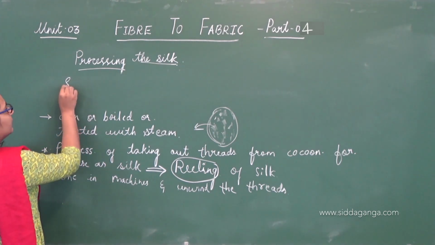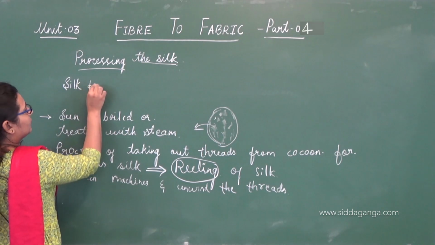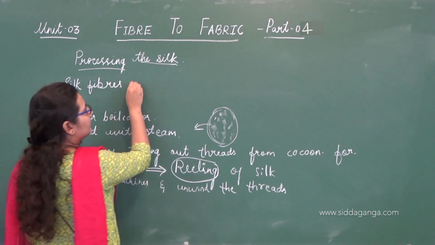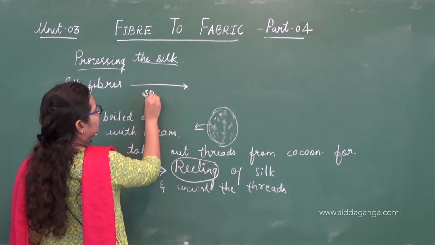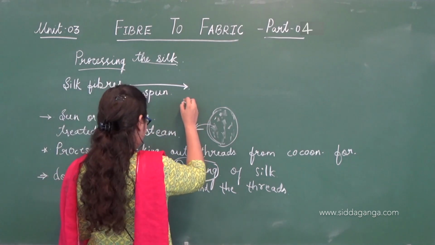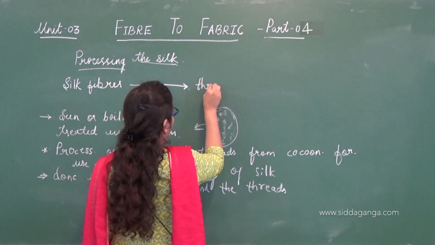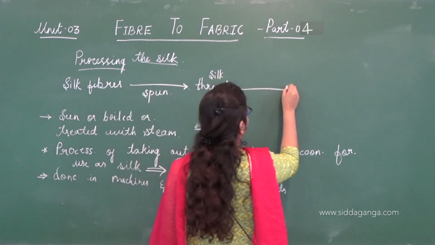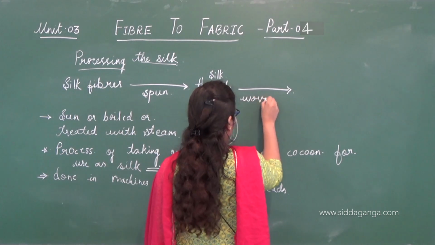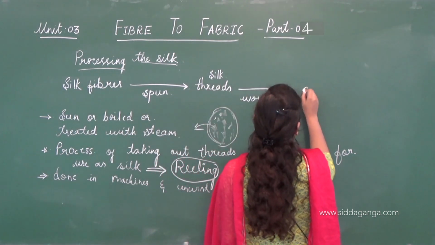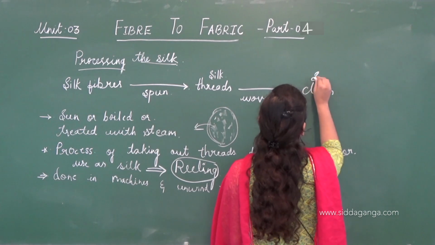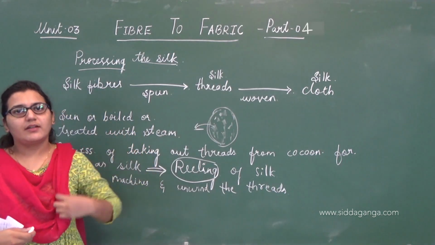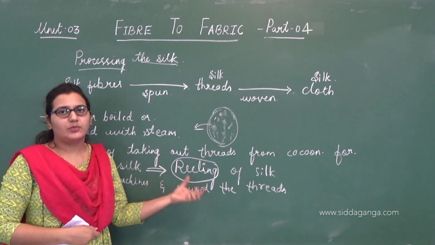Okay, so after unwinding the fibers, what do we have? Silk fibers, right? So silk fibers are spun to get silk thread, and these silk threads are woven to make silk cloth. So clear? So we have this after the reeling process.